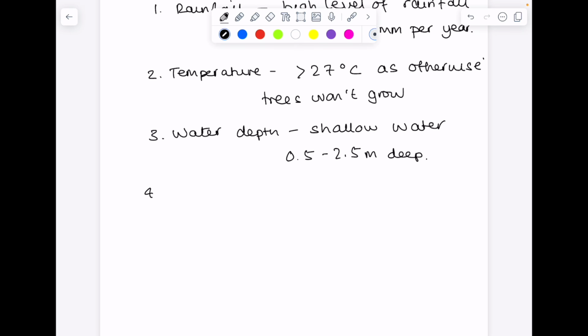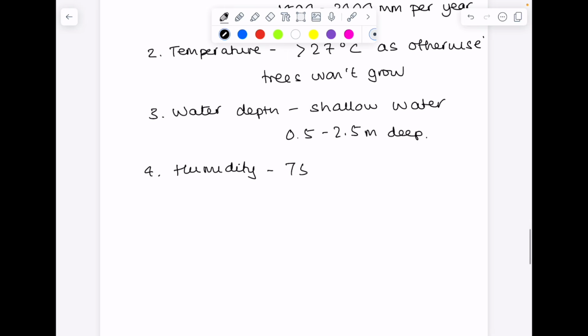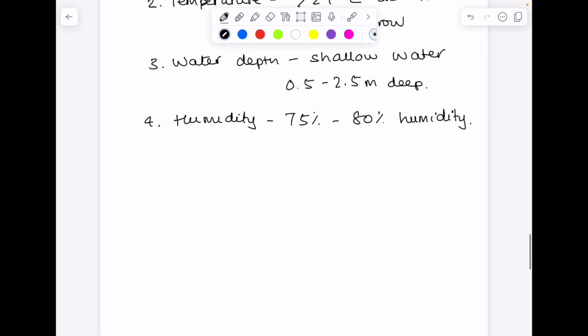Obviously, the low and high tide will affect that, and they can survive the ranges, but on the whole, 0.5 to 2.5 metres. They need high levels of humidity, between 75% and 80% humidity. So it's making it quite an unpleasant place for us to visit, really, if you think about this. Lots of rain, high humidity. And like the coral reef ecosystem, mangroves require salinity, so salty water.